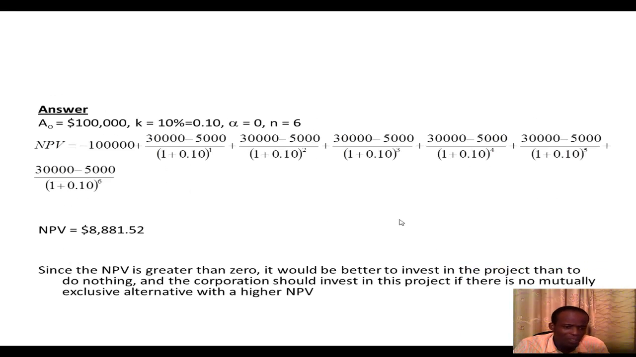Very simple. Now, in this case, A naught is 100,000. K is 10%, which is the same as 0.1. Alpha is 0 because nothing is accounted for in terms of inflation or deflation, and n is equal to 6 as the number of years. So when you plug this into the NPV formula, you're getting an NPV of $8,881.52. Now, since the NPV is greater than 0, then we can say that it's better to invest in the project than to do nothing.